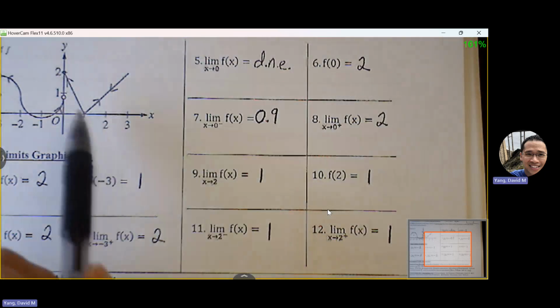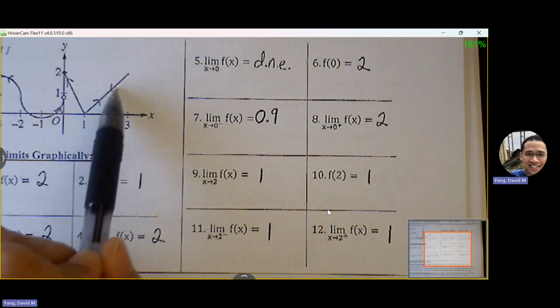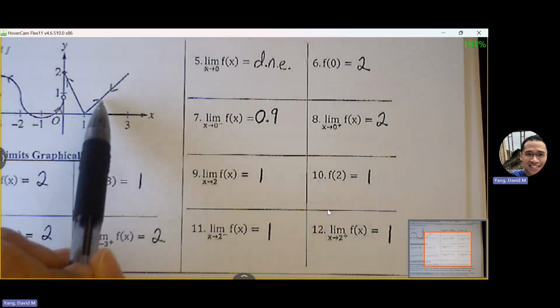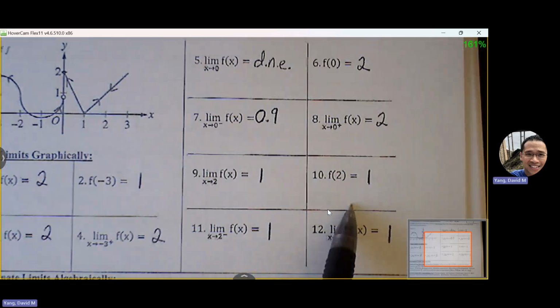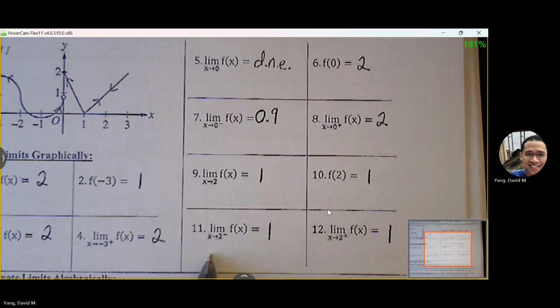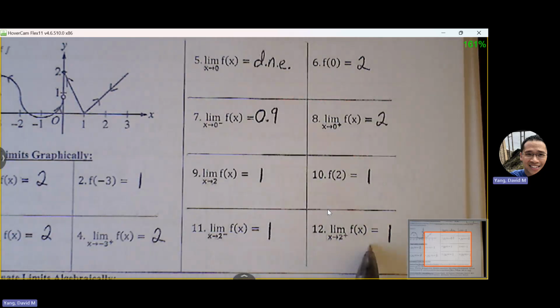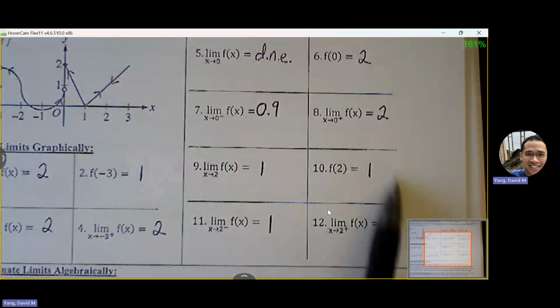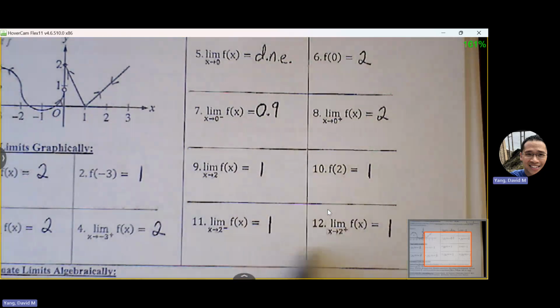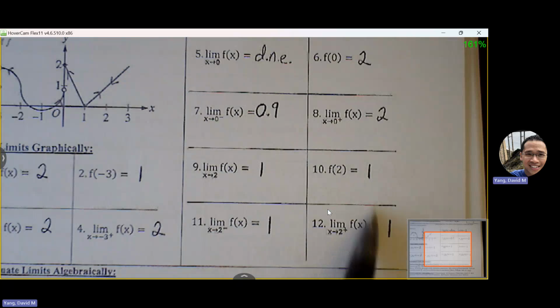Limit as x approaches 2. So if I pick points on both sides of 2, both arrows are headed towards my y value of 1. F of 2 is also 1. One side limit is also 1. The other side is also 1. So when all things match up like this, that indicates that the graph is connected. That means there are no breaks or asymptotes or holes if your one-sided limit and your ordered pair are all in agreement.